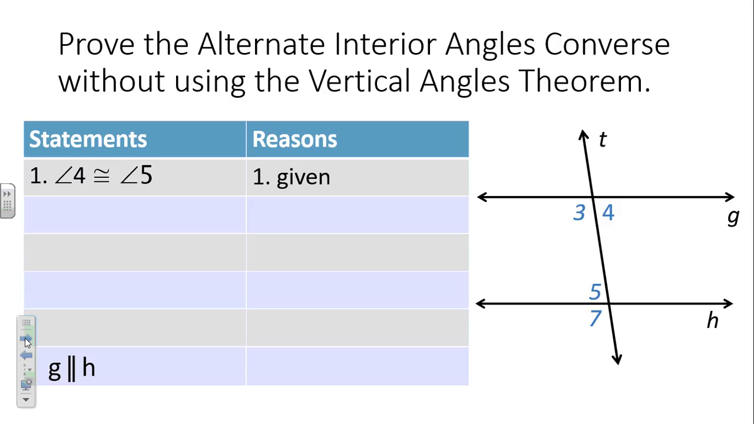And our goal is to prove the alternate interior angles converse. So we're trying to prove that if two lines are cut by a transversal so that the alternate interior angles are congruent, those lines will have to be parallel. And we're trying to do that without using any vertical angles. So we only get to use the angles that they've numbered for us.